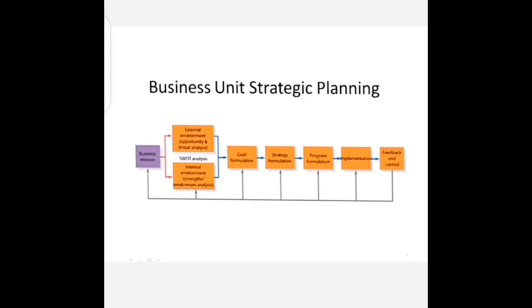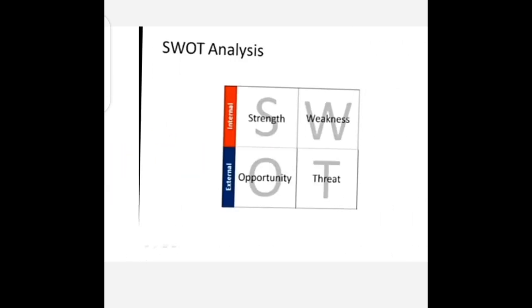Behind the strategic planning, each strategic business unit has a separate planning process which starts from the business mission, external environment scanning, internal environment scanning, then goal formulation, strategy formulation, program formulation, and feedback. Let us discuss them one by one. After formulating the mission, where we want to go, we have to analyze our internal and external environment.